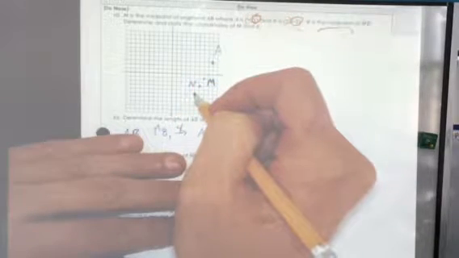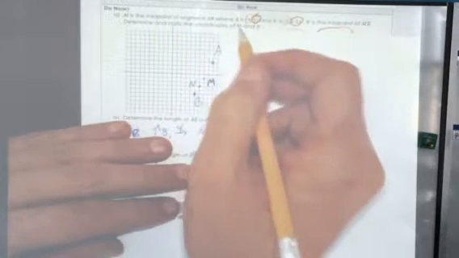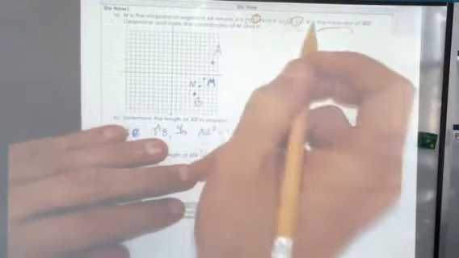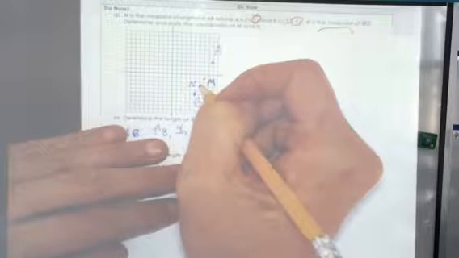So A at (9, 3), B at (5, -5), and M is the midpoint. So M is actually here. We'll show you how we figure that out in a minute. And then it says N is the midpoint of MB. Determine and state the coordinates of M and N.